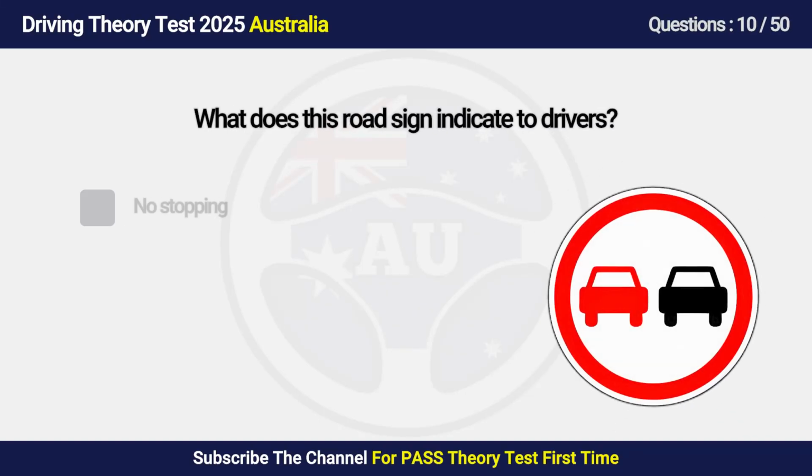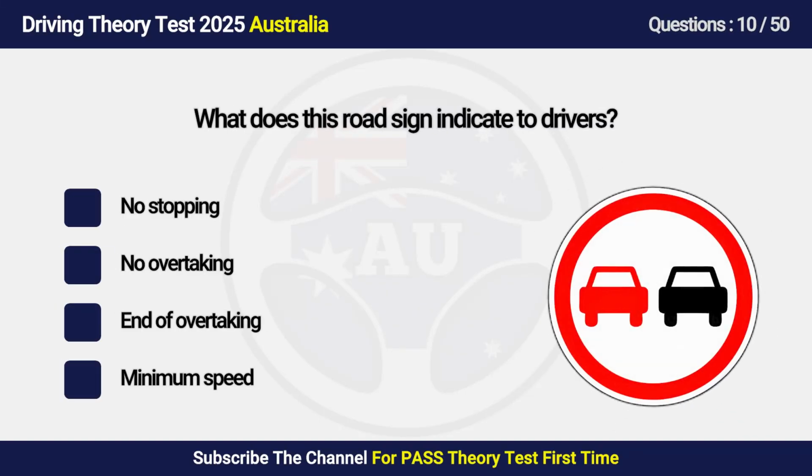Question 10. What does this road sign indicate to drivers? A. No stopping. B. No overtaking. C. End of overtaking. D. Minimum speed.